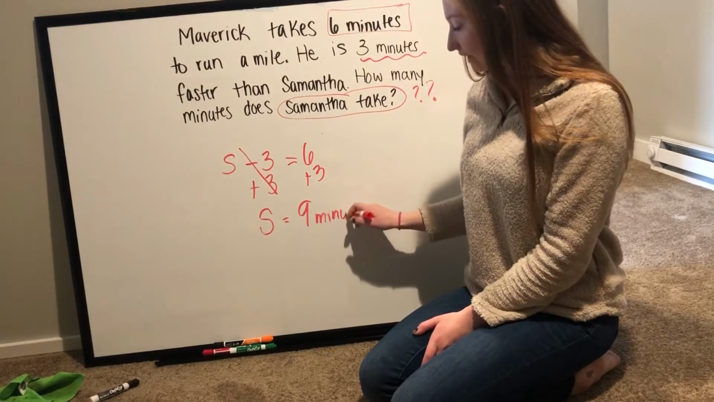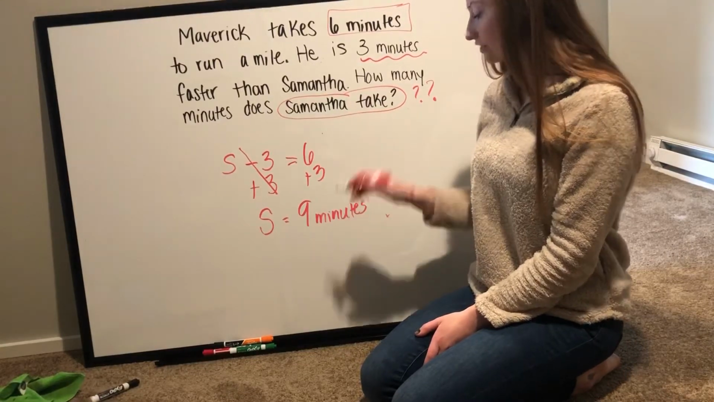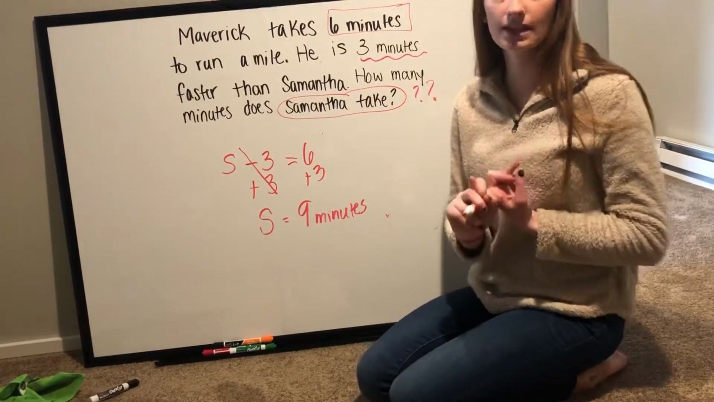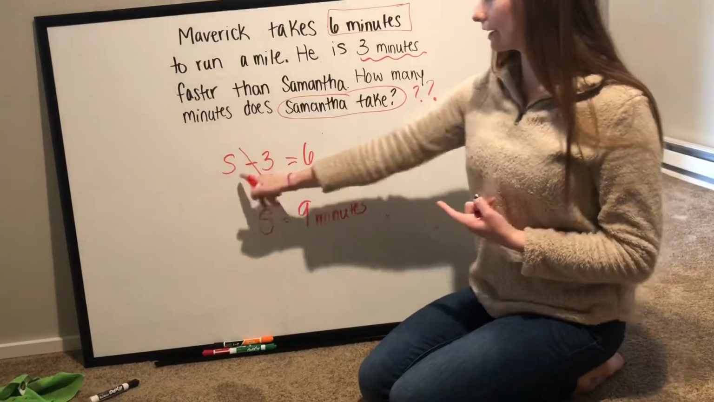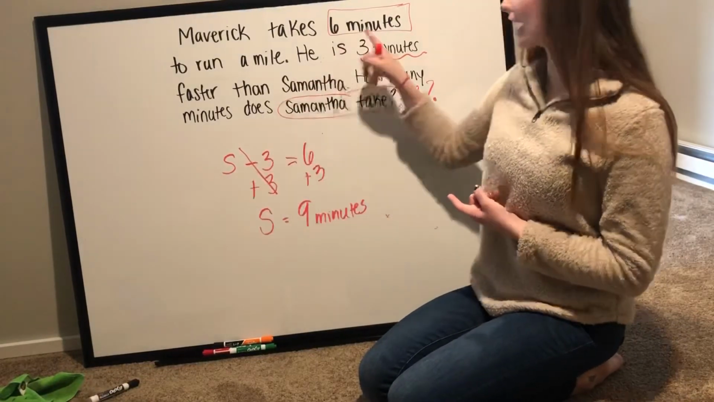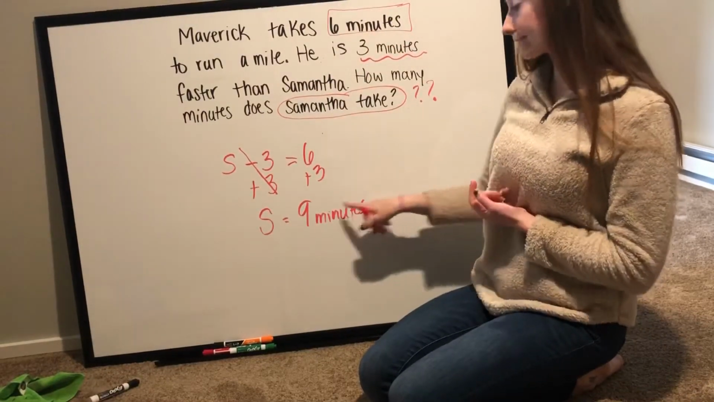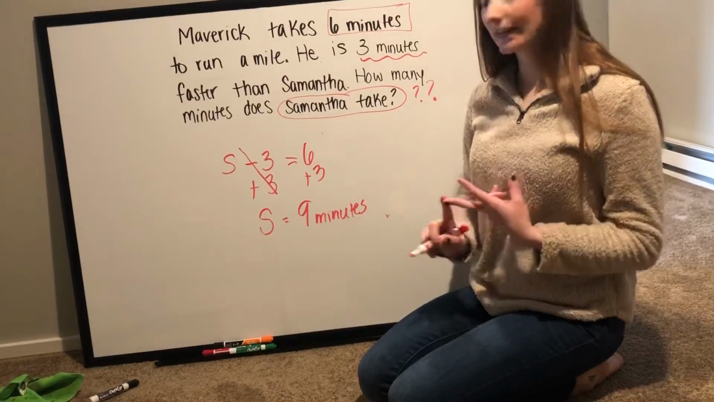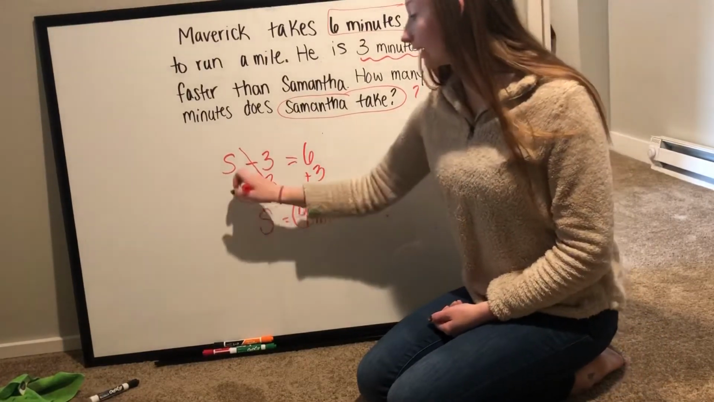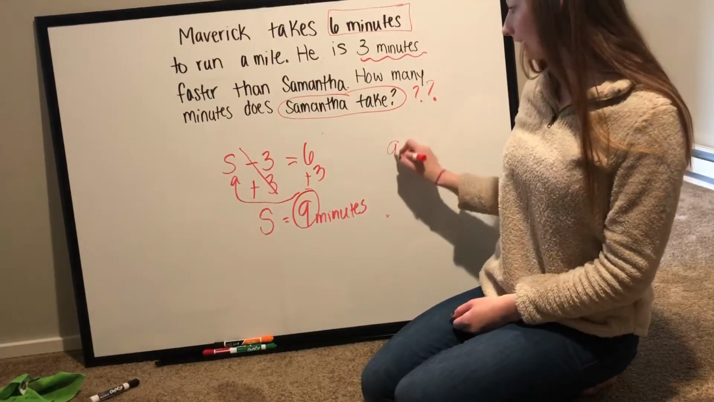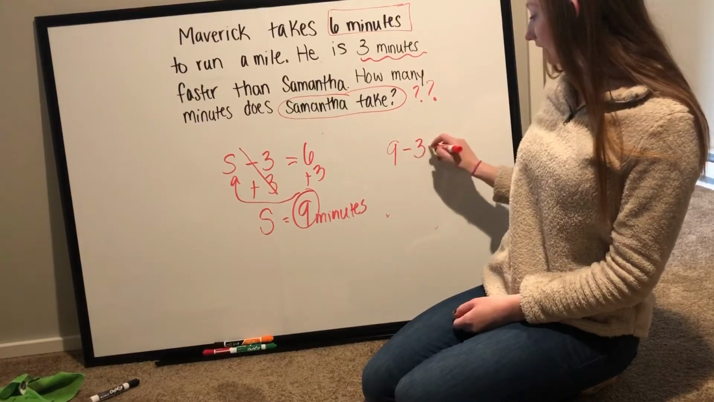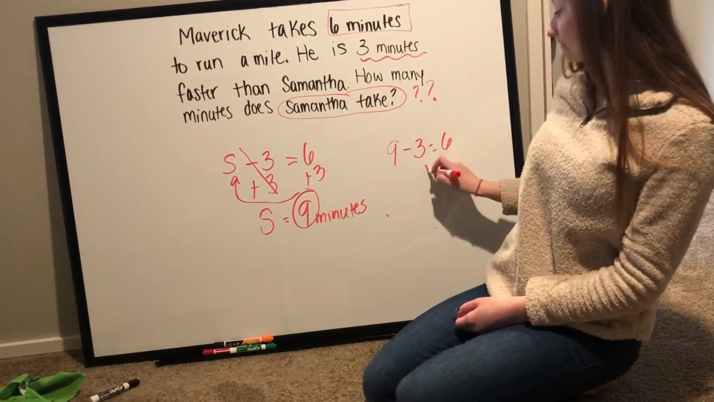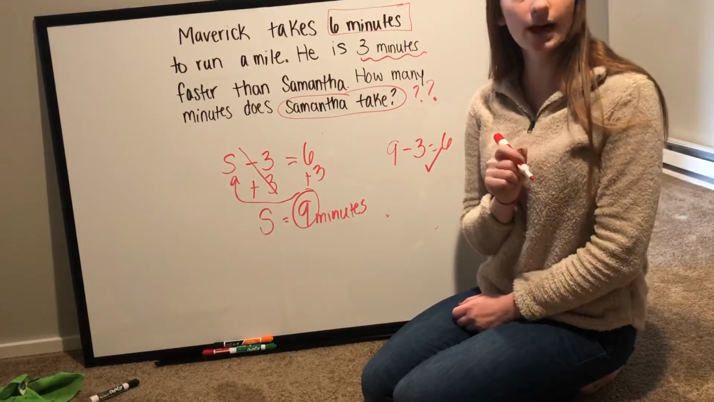Now I need to figure out if this makes sense. So I can do 2 things. The first thing I can ask myself is, okay, well, is this number bigger than Maverick's 6 minutes? It is, because I have 9. My second thing is to take this number and plug it in for S. So I have 9 minus 3 equals 6. Is that true? Yes, it is, which means it's correct.